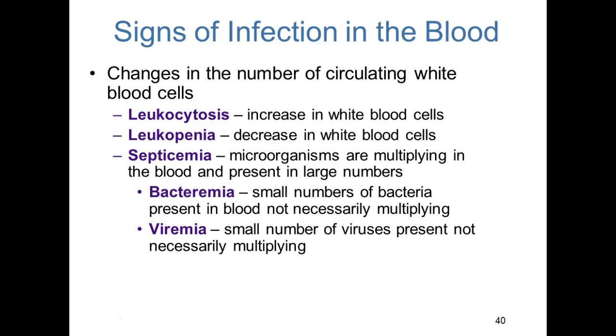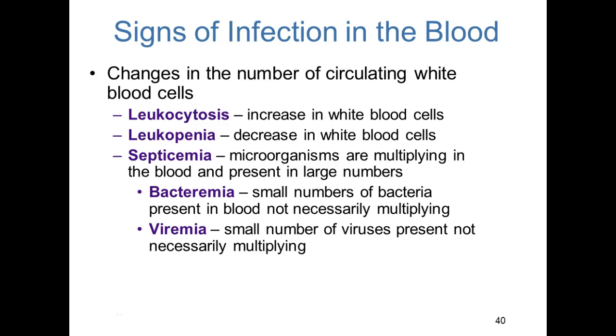We also can see changes in numbers of circulating white blood cells. Leukocytosis is an increase in white blood cells, and leukopenia is a decrease in white blood cells. This is often useful when diagnosing things like pneumonia. With bacterial pneumonia, we would actually see a leukocytosis, whereas with a viral pneumonia, we often see a leukopenia.